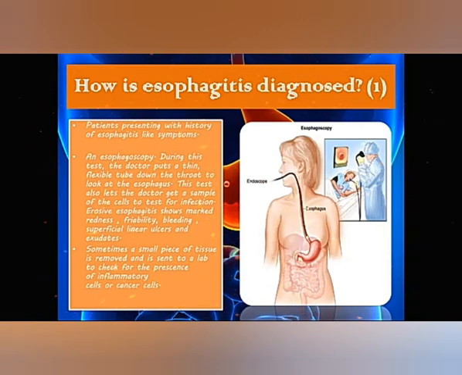We could also perform an esophagoscopy, which is a thin flexible tube which is placed down the throat and into the esophagus, and this test can also allow the gastroenterologist to take a sample of the cells and to test for an infection. I'll get back to the infection later on, but usually on an esophagoscopy, erosive esophagitis will show marked redness, friability, bleeding, superficial linear ulcers, and exudates. And sometimes a small piece of tissue is removed and is sent to a lab to check for the presence of inflammatory cells or cancer cells as well.